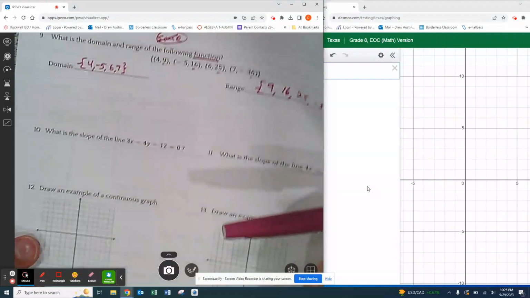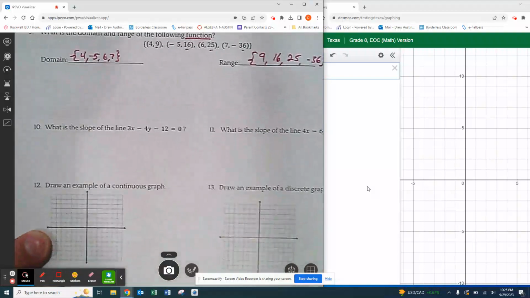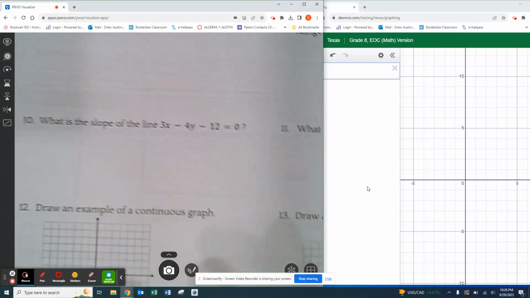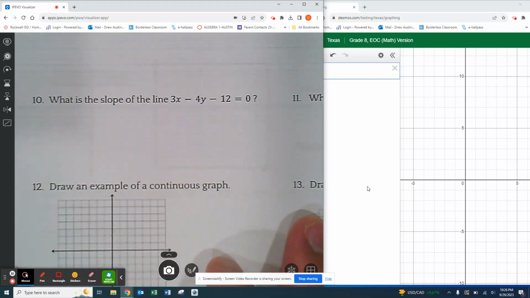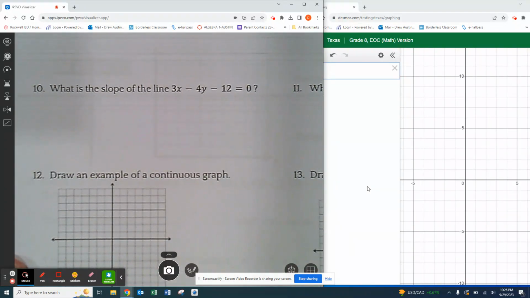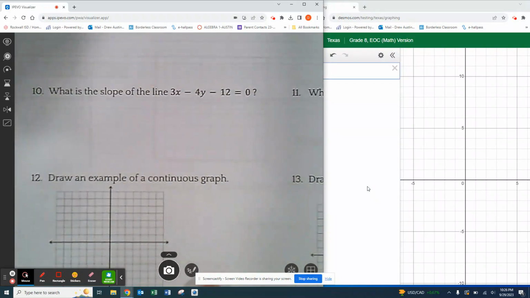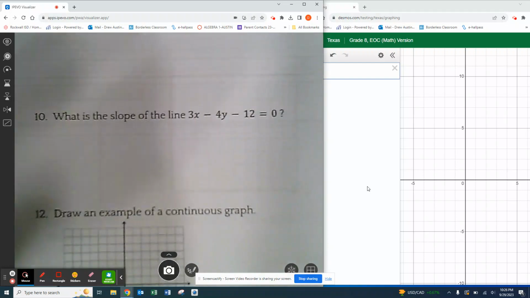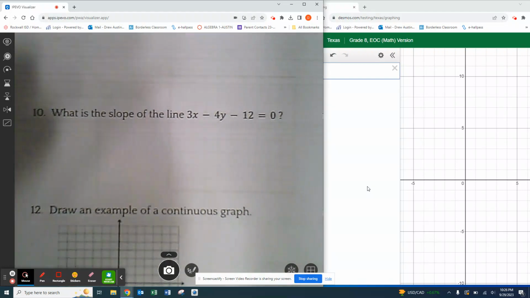Questions 10 and 11 are a bit more complicated. I'm going to try and zoom in here a little bit so you can see it a little bit better. Question number 10 reads, what's the slope of the line 3x minus 4y minus 12 equals 0? Well, the downside with this, I wonder if I can extend this out a little bit. There we go, so it's not leaning.